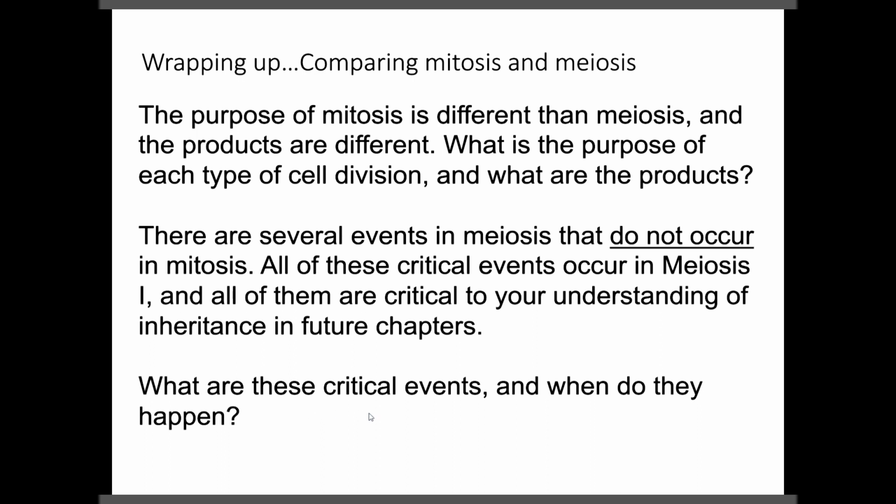In prophase 1, you have synapsis and crossing over. In metaphase 1, you have the lining up of the homologous pairs of chromosomes at the metaphase plate. And because of those things, you have a huge amount of genetic variation in the gametes. And so those are two critical events that occur in meiosis 1, and they don't occur in meiosis 2, and they don't occur in the cell cycle mitosis. So be very clear on those special events.